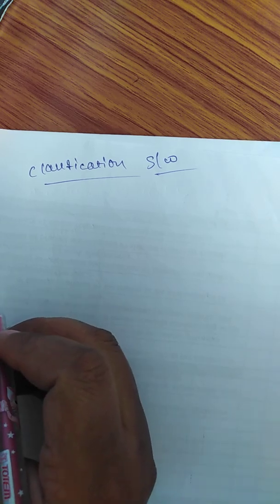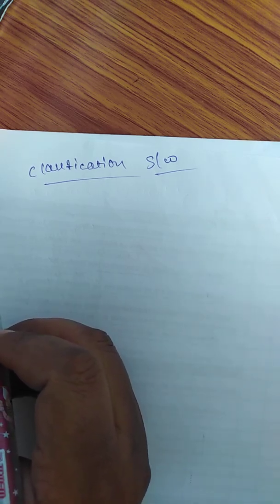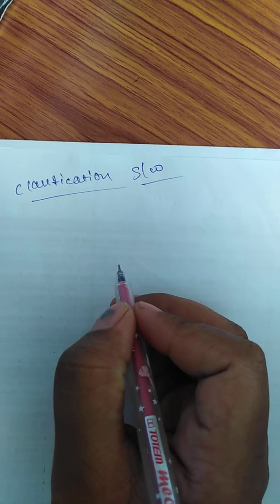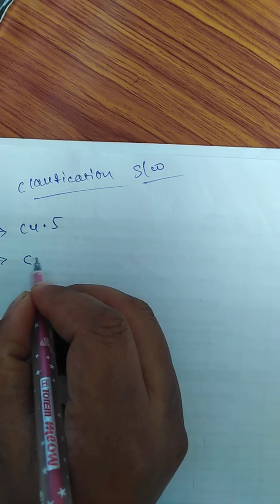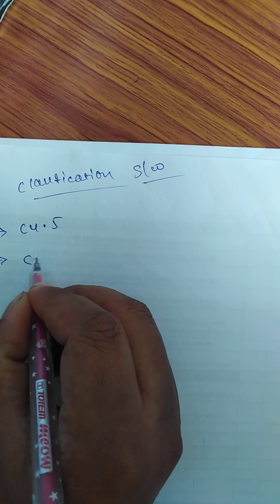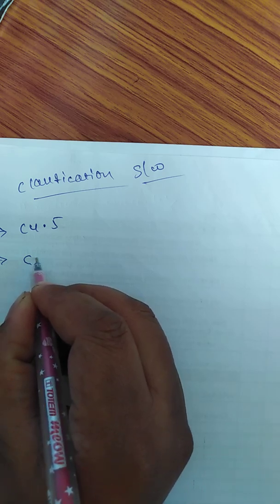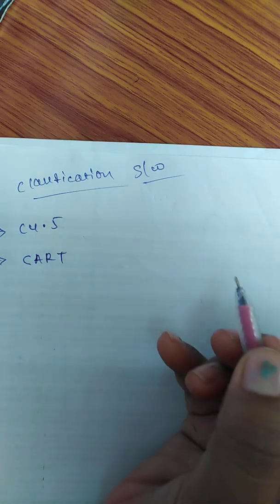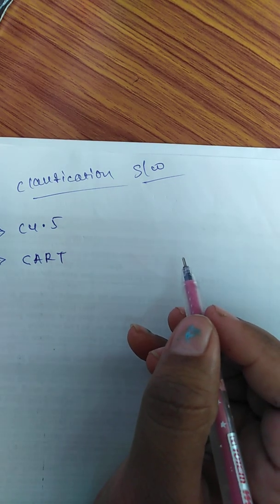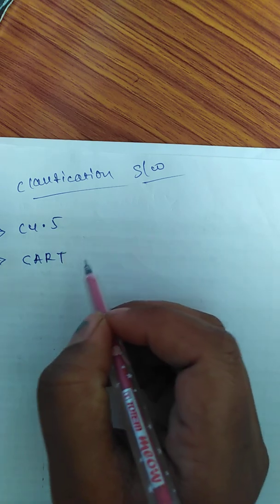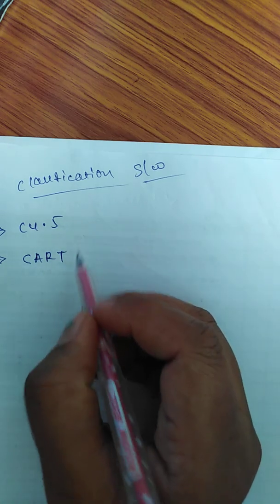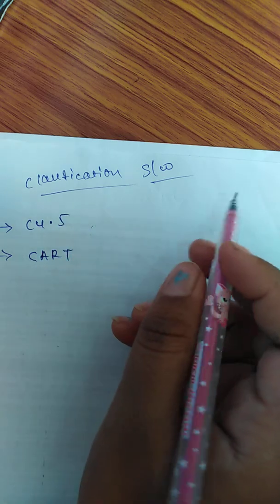What is classification? What are the classification software we can use in data mining? We can see here, there are two types of classification software: C4.5 and CART. We can use them in data mining software. The first one is C4.5, the second one is CART.